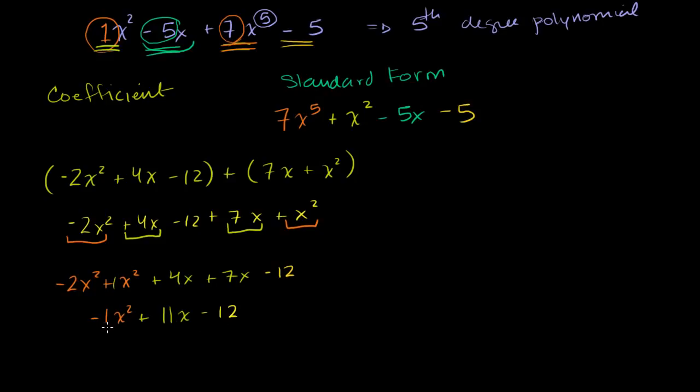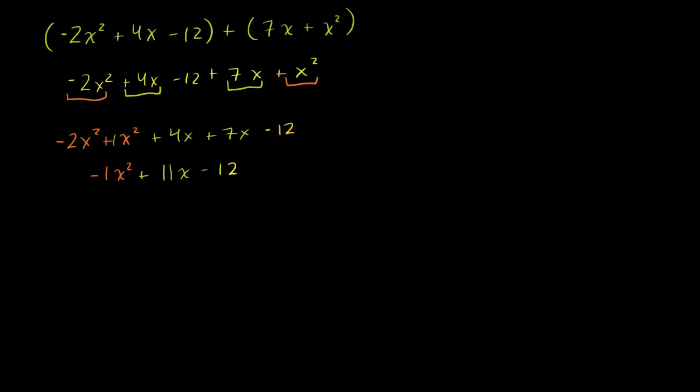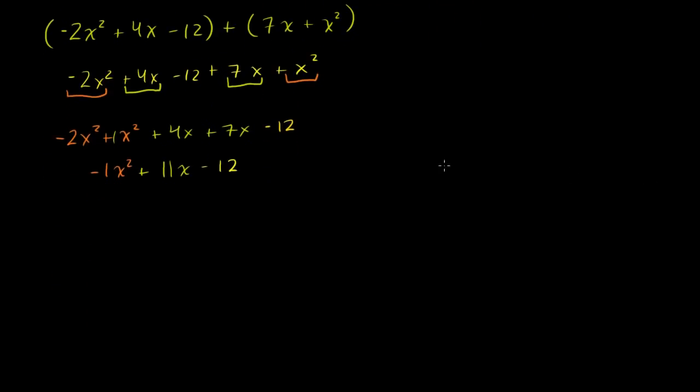The leading coefficient here, the coefficient on the highest degree term in standard form, it's already in standard form, is negative 1. The coefficient here is 11. The constant term is negative 12. Let's do another one of these examples. I think you're getting the general idea. Now let me do a complicated example.